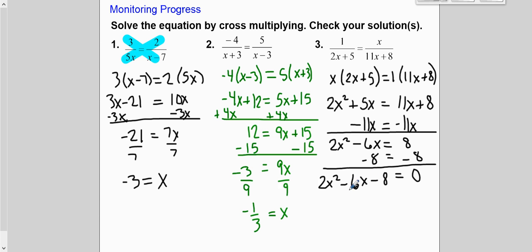Notice that all 3 of these numbers are divisible by 2. Whatever I do to one side, as long as I do it to the other, it's allowed. So if we divide these by 2, now we have x squared minus 3x minus 4. Well, that's easier to work with.